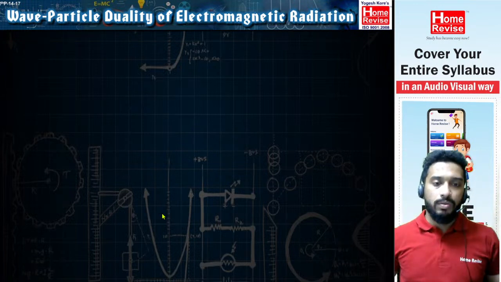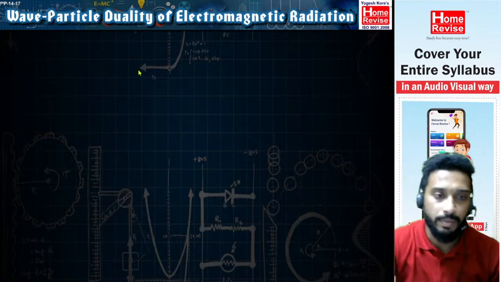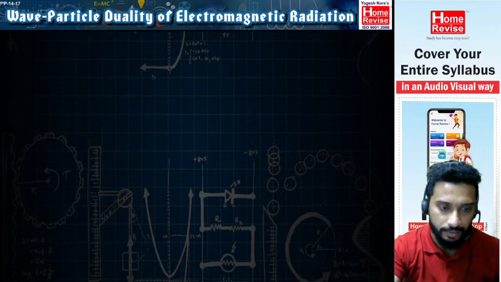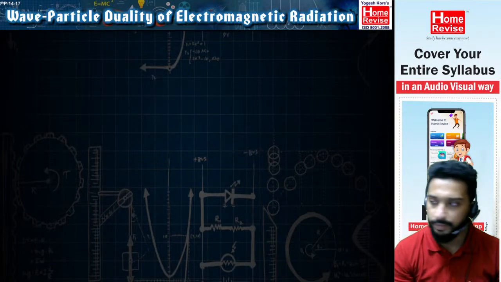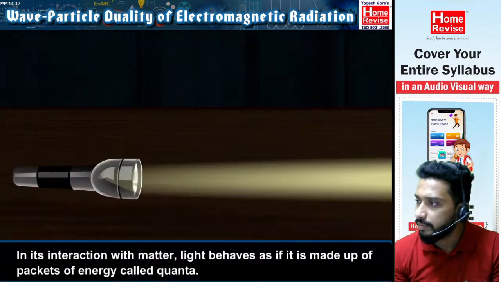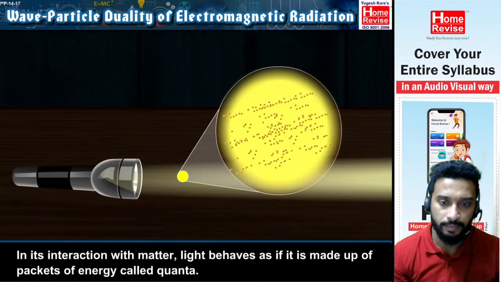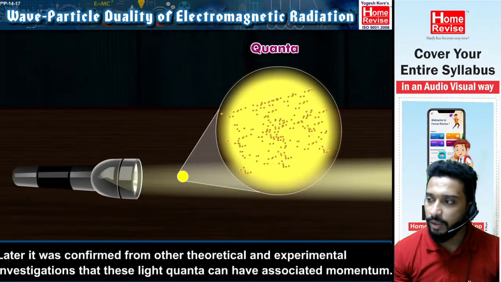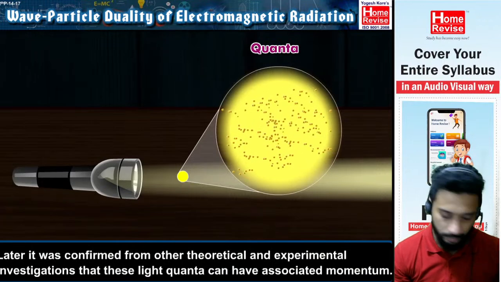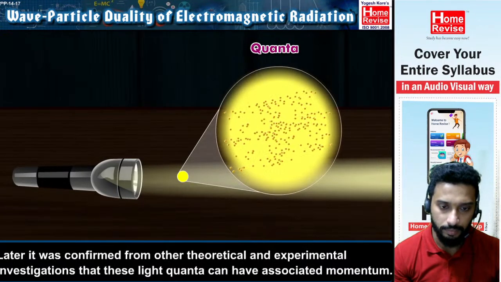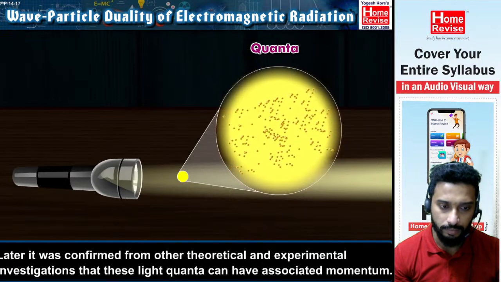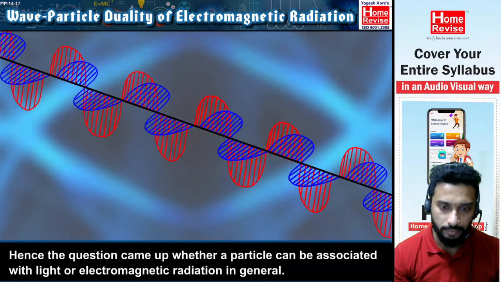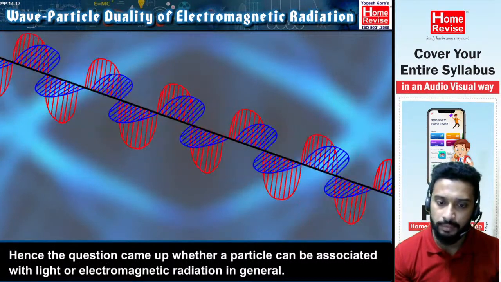ओके, चलिए, now we will move on to this chapter. ओके, ये जो अभी पार्ट दिया है, wave particle duality of electromagnetic radiation. In its interaction with matter, light behaves as if it is made up of packets of energy called quanta. This has already been told to us. Later, it was confirmed from other theoretical and experimental investigations that these light quanta can have associated momentum. Hence, the question comes up whether a particle can be associated with the light or electromagnetic radiation in general.